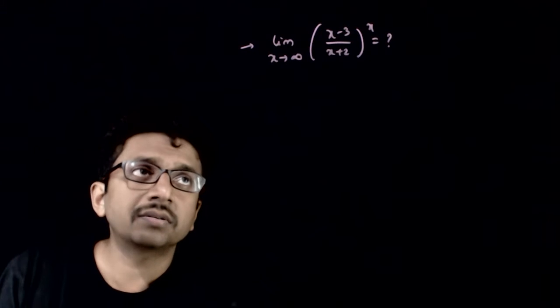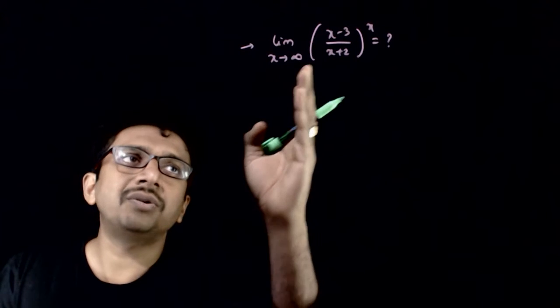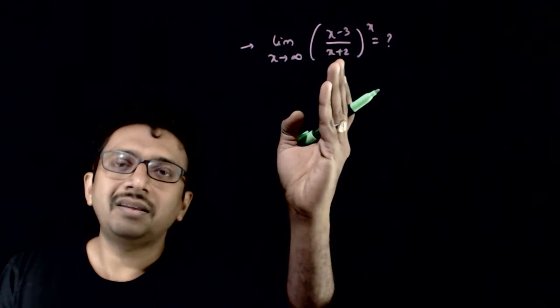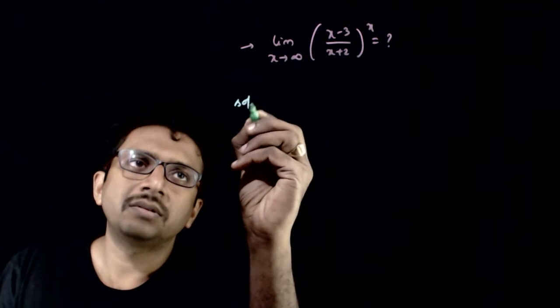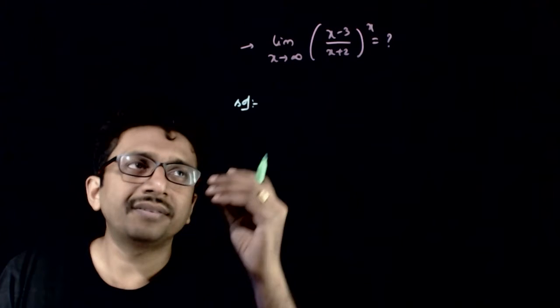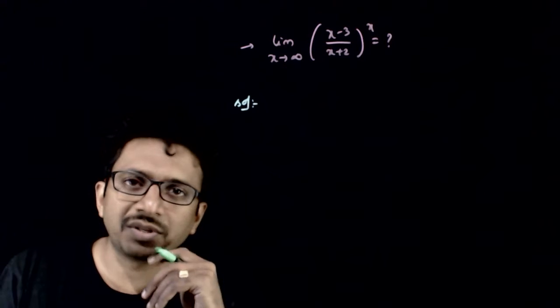So welcome students. In this question you're asked to find the limit as x tends to infinity of ((x minus 3) by (x plus 2)) power x. In this question, we have two standard limits which relate to it.